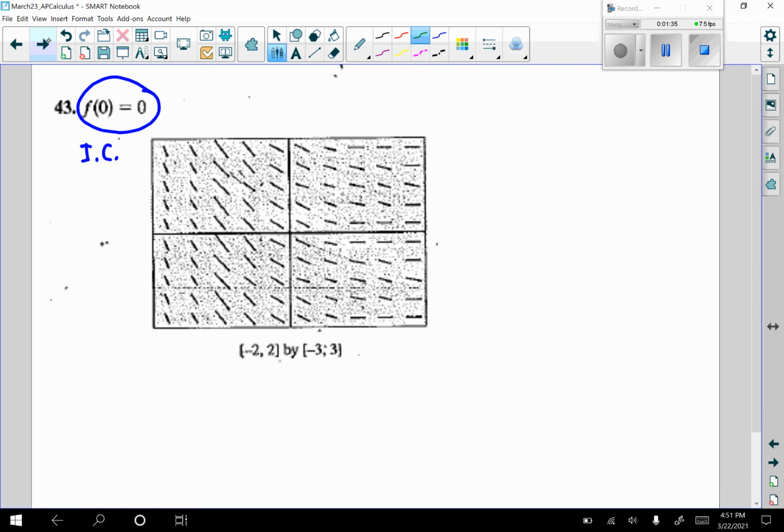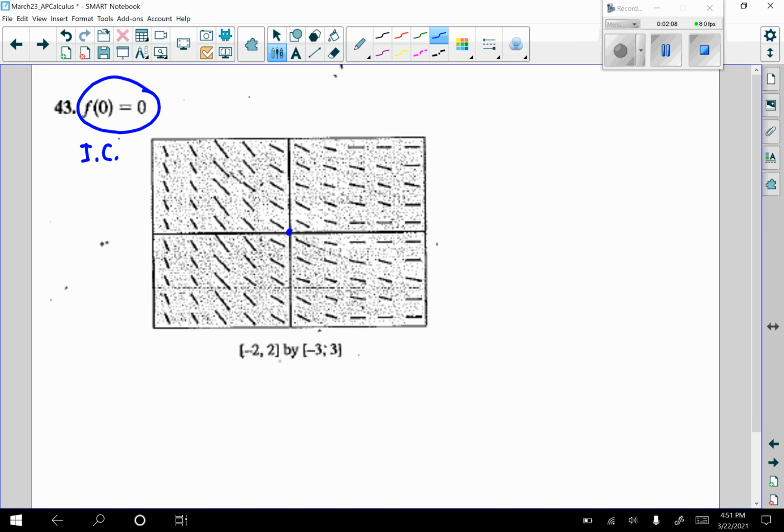For 43, it's asking us to draw a possible graph for the function f with the given slope field. We're going to get into slope fields for sure, but this is an example of a slope field. We see all of these little line segments indicating tangent lines. To draw a specific curve here, meaning we have a specific solution, that initial condition is that f of 0 is going to equal 0.